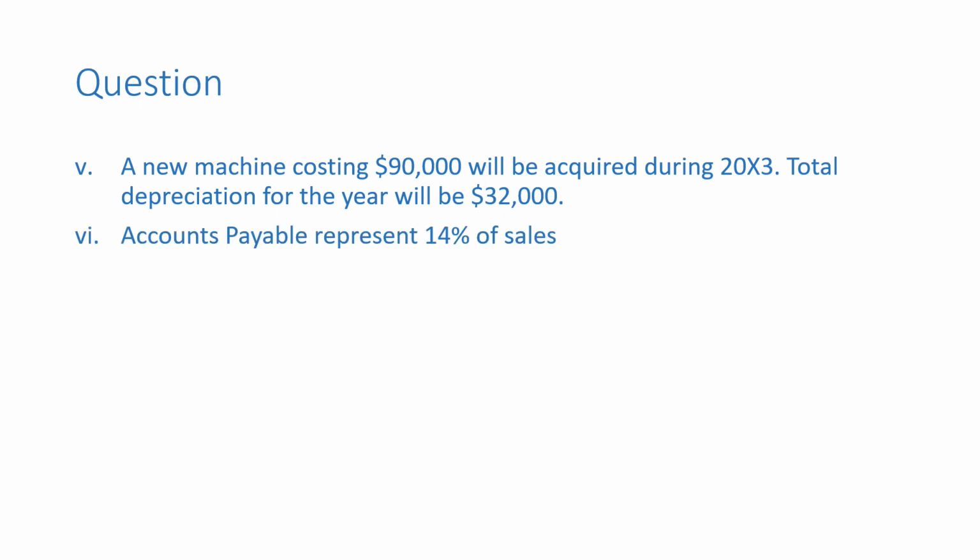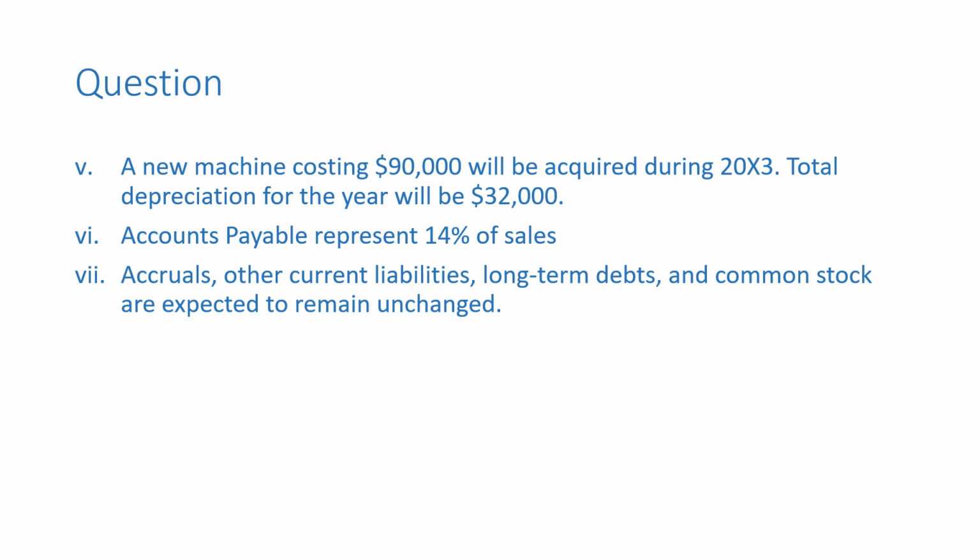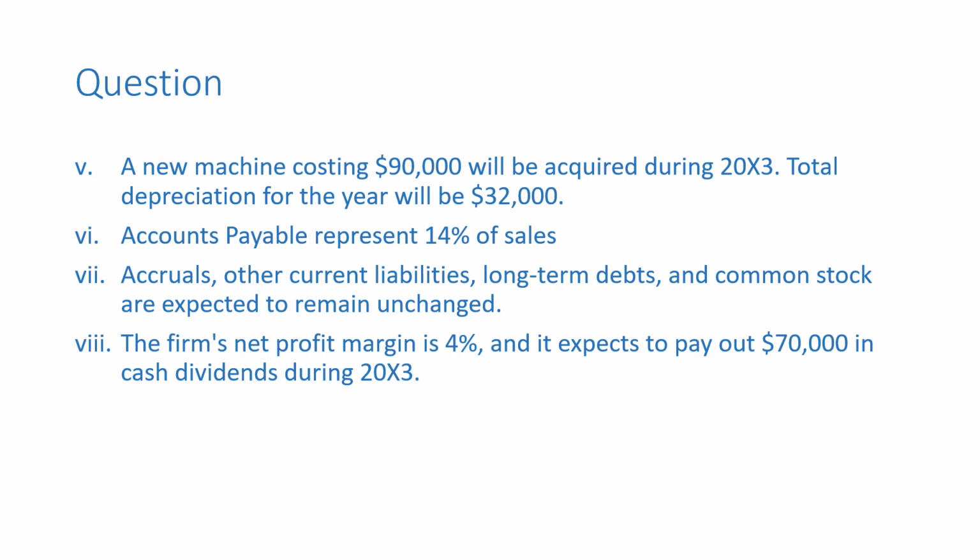Accounts payable represent 14% of sales. Accrual, other current liabilities, long-term debts, and common stock are expected to remain unchanged. The firm's net profit margin is 4%, and it expects to pay out 70k in cash dividends during 20x3.